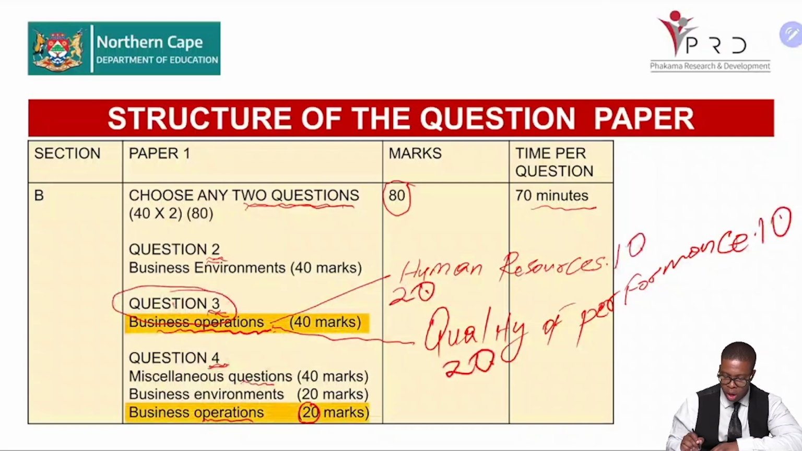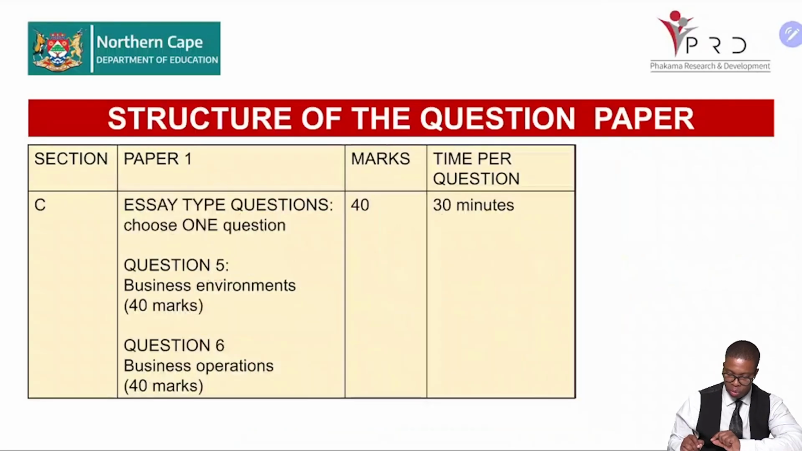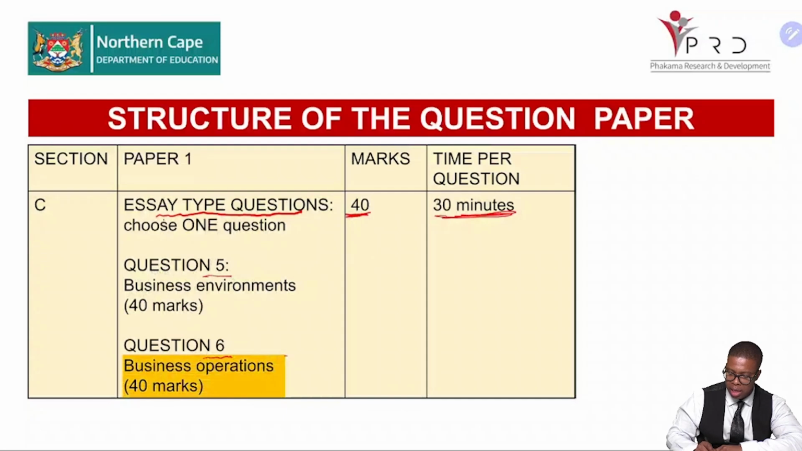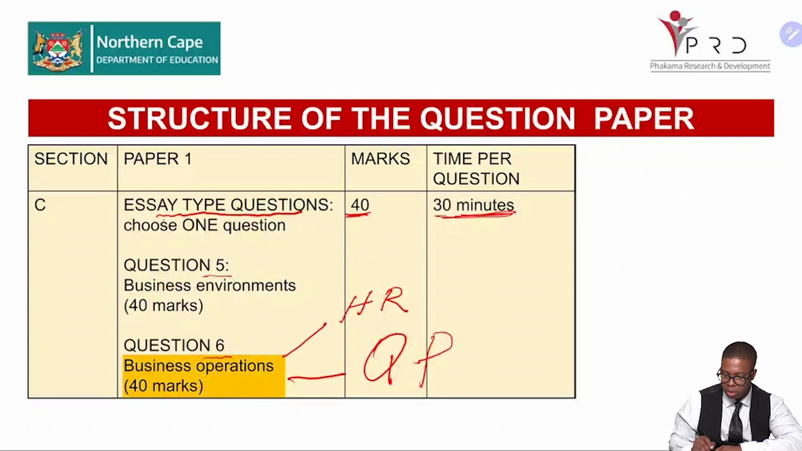And then we also have to have that understanding when going to section C. Section C is now an essay type question allocated 40 marks, and the time you should spend is 30 minutes writing your essay. Let's be clear, we have question 5 and question 6. We did the revision for business environment. Now the focus is on business operations, wherein the essay can either be human resources or quality of performance.